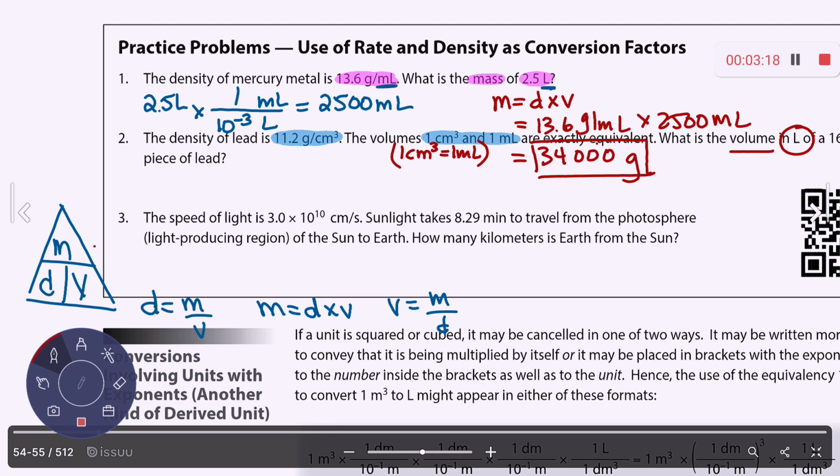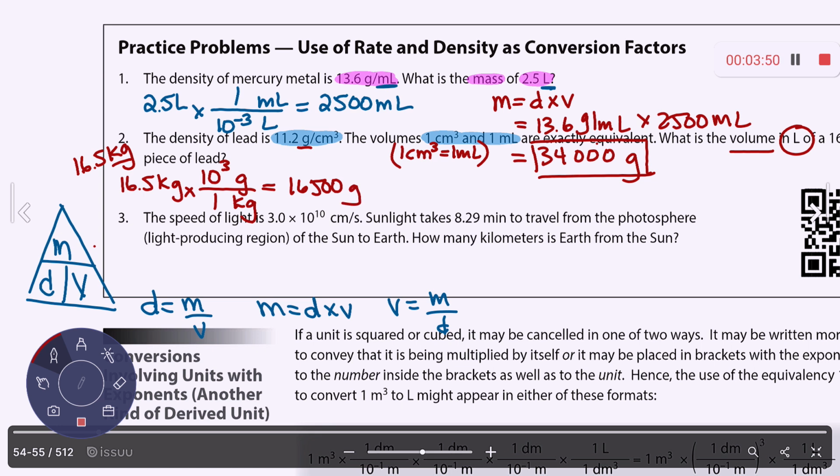16.5. 16.5 grams? Kilograms. Kilograms, okay. Kilograms and grams are different units, right? So we should convert kilograms to grams first. So 16.5 kilograms into grams. Where do I put the number 1? On the bottom, and then 10 to the third on the top. So this is going to be what? 16,500 grams.